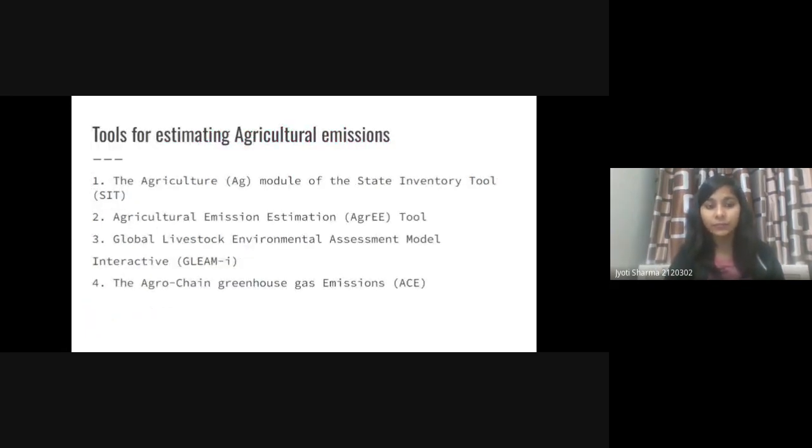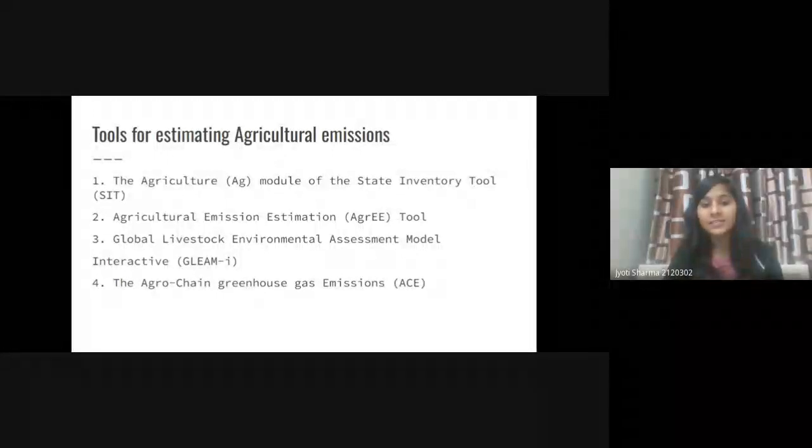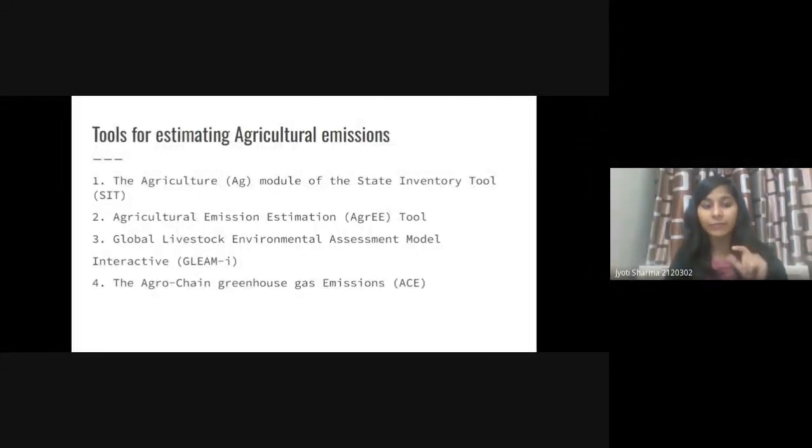And the full forms are these. SIT is the State Inventory Tool, as Pinkle told me, and in it we have one module, the agricultural module. I will show you what kind of input we need for that tool. Then we have the AGRI tool, the agricultural emission estimation tool. Then we have GLEAM-i and ACE. We will talk only about the first one.